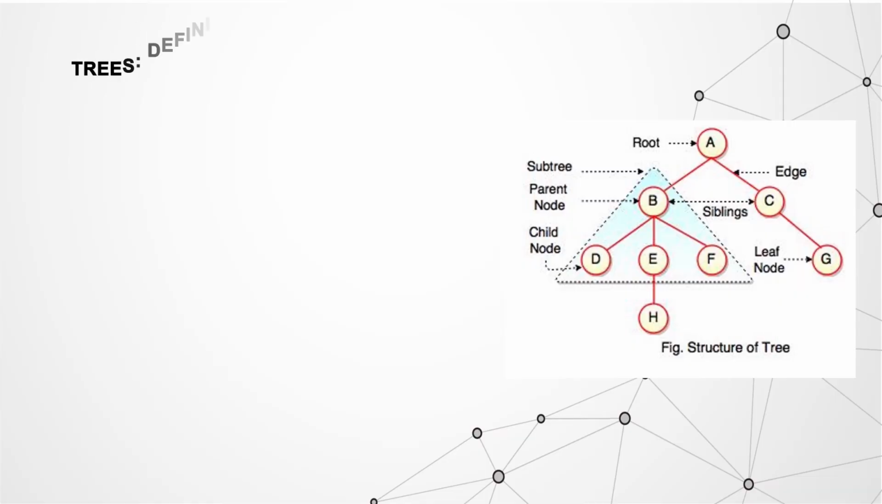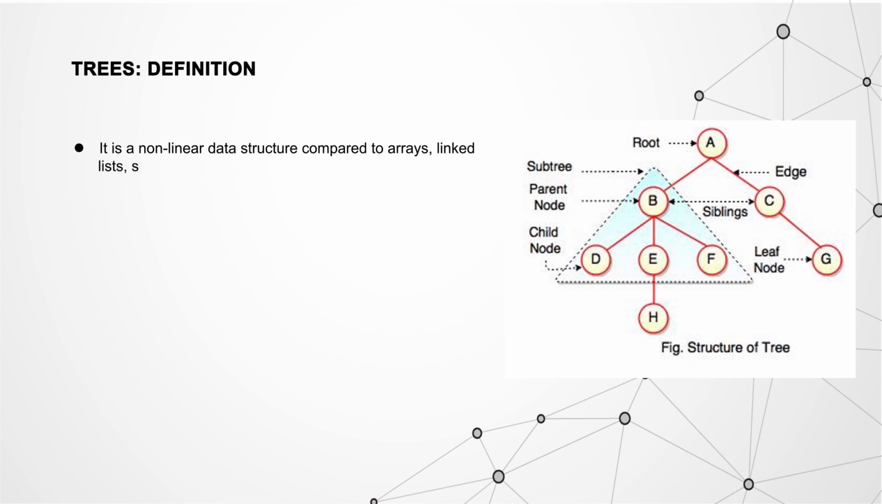In this tutorial we cover trees. A tree is a non-linear type of data structure, compared to array, linked list, stack and queue, which are all examples of linear data structures. So let's move on to the non-linear type of data structure.